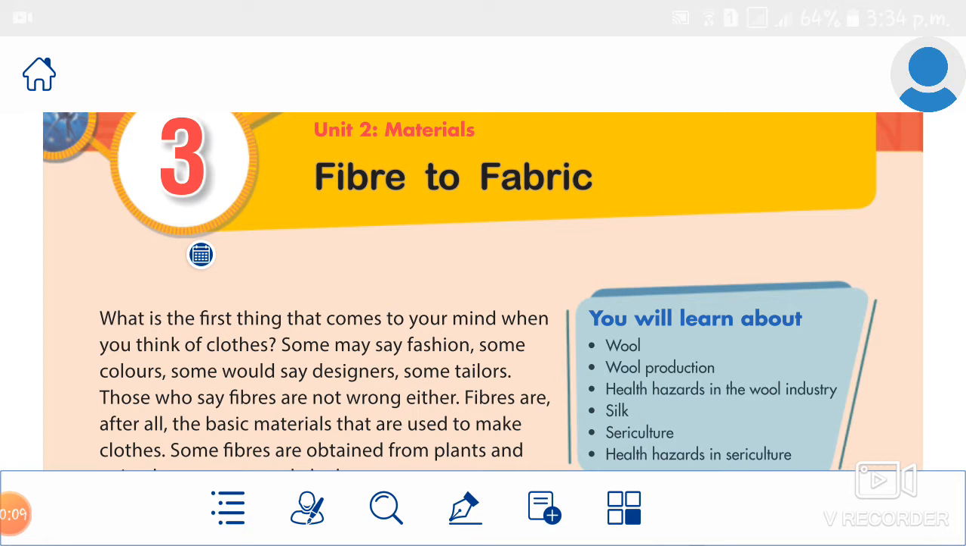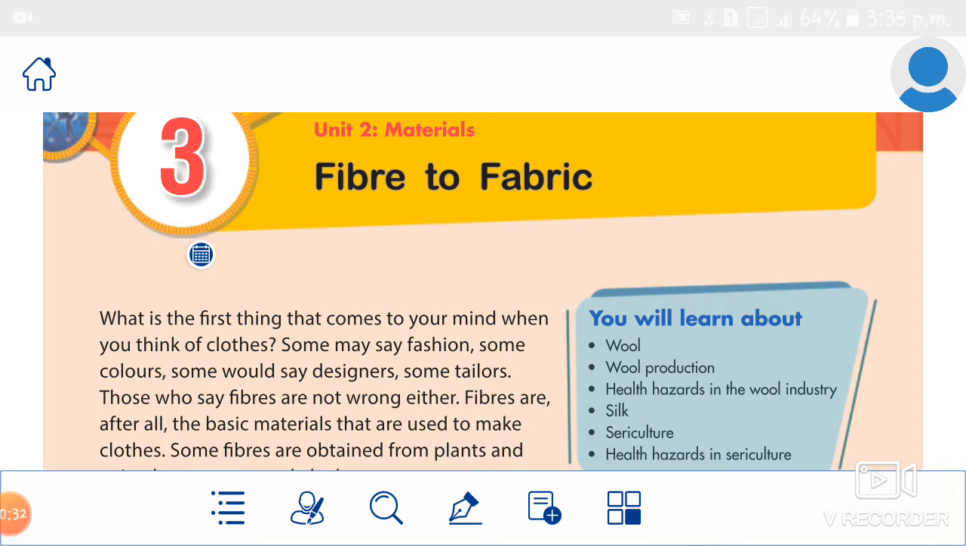For the past classes, we studied lessons 1 and 2, right? Nutrition in plants and nutrition in animals. Now we are going to study unit 2, materials. That is lesson 3, fiber to fabric. Let me tell you a small story about that.